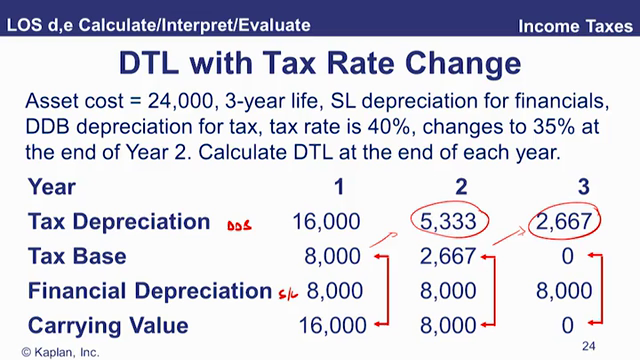The carrying value, of course, of the asset in the accounts is the cost less the accumulated depreciation. So 24,000 less 8 gives us 16,000 in year 1. 24,000 less 2 lots of depreciation, so 24,000 less 16,000 gives us 8,000 in year 2. And of course, at the end of year 3, our asset is fully depreciated.